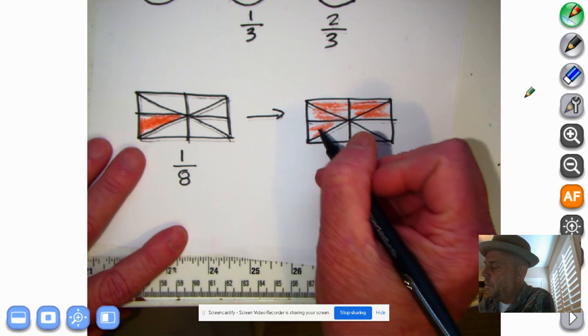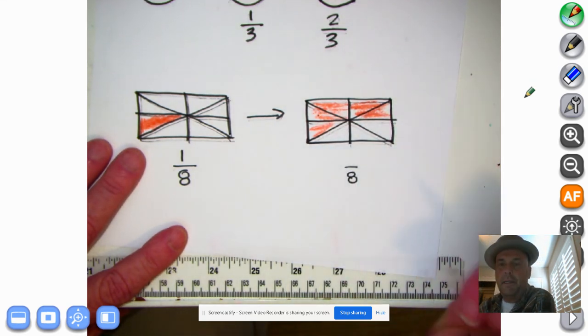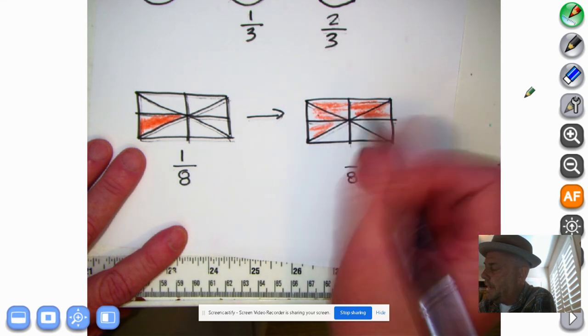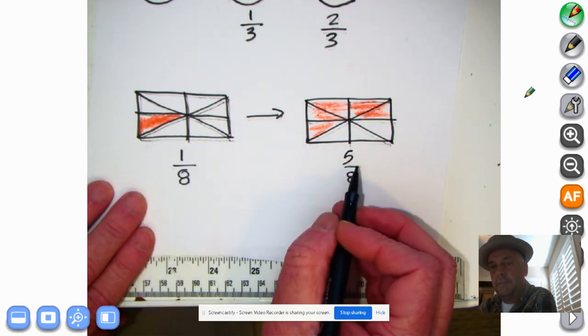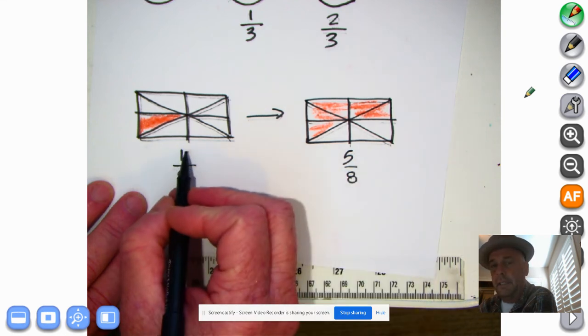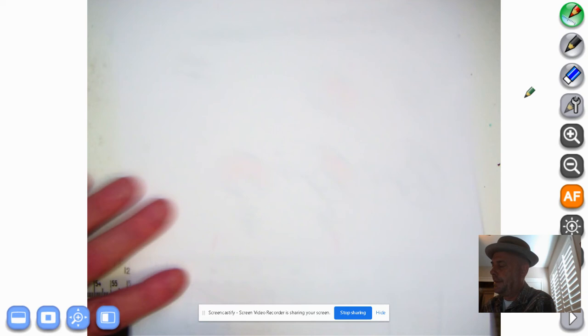So what do we have here? 1, 2, 3, 4, 5, 6, 7, 8 total, just like before. But how many are shaded in? 1, 2, 3, 4, 5. So we have 5 eighths. Here was 1/8. Here was 5/8. Getting that? Because this is what we did yesterday. This is what we're doing today. We'll do another one before we take a little break.